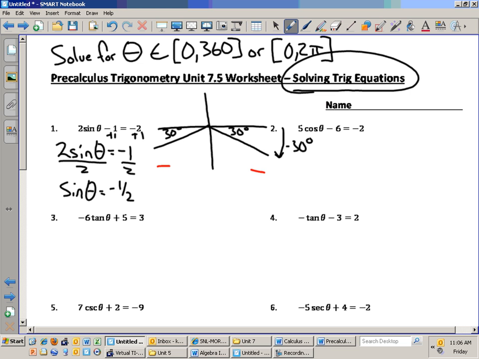In fact, if you look at your graphic organizer on this sheet, you can see that sine is equal to -1/2 where? 210 and 330. Sine, not cosine. Sine is equal to -1/2 at 210 and 330. Well, look, what's 30 degrees past 180? 210. What's 30 degrees behind 360? 330. So we found our two solutions.